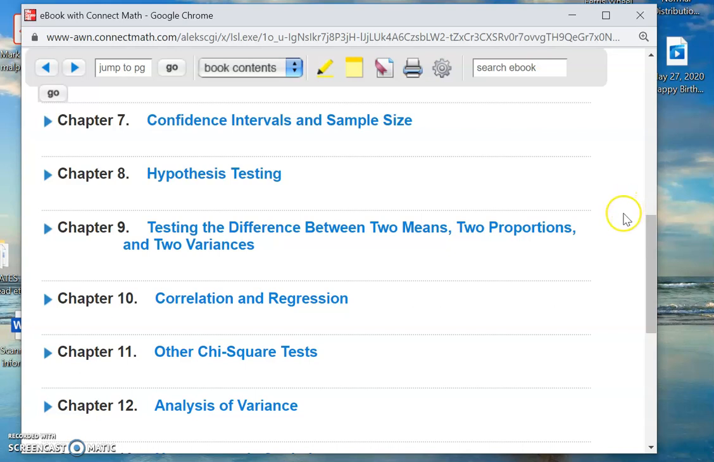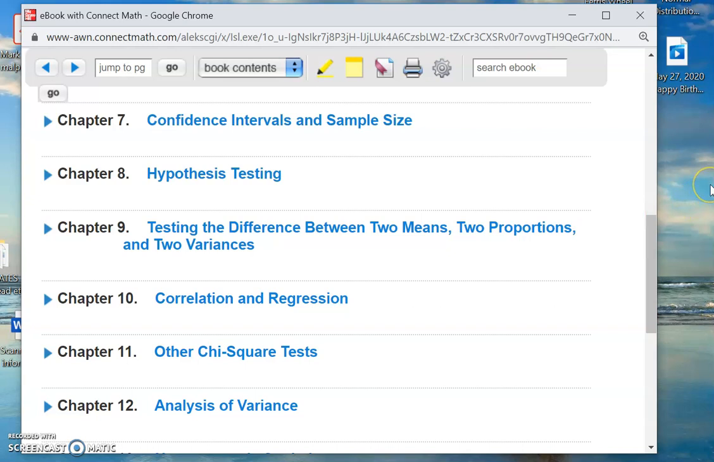The next section, chapter 10, correlation and regression, is very important, but we're not going to cover too much of that. We're only going to cover the first two sections of chapter 10. Really quickly, what correlation means is that there's a correlation between variables. Say you think there's a correlation between how much people wash their hands and how often they get sick. Is it that the more you wash your hands, the less often you get sick? That would be an example of a correlation.